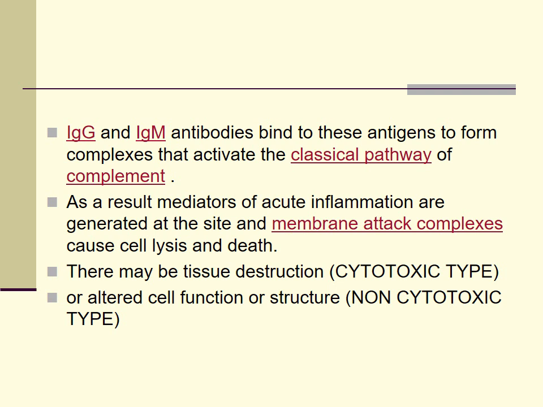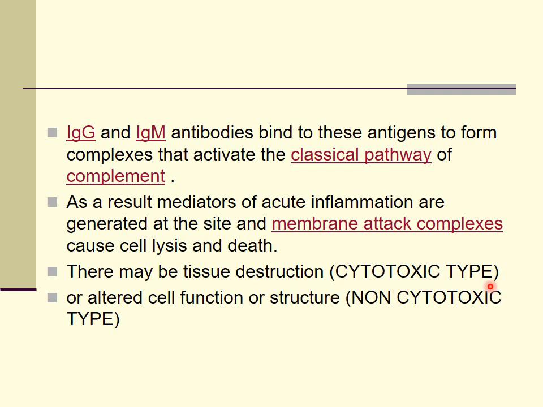And these antigen antibody complexes, let me take the pointer, activate the classical pathway of complement. And you know the classical pathway activates three things. Number one, it causes enhanced phagocytosis. Number two, it causes inflammation. And third, it makes a membrane attack complex. At the end, it causes the lysis or cell death of the target. So all of these mechanisms cause tissue destruction.